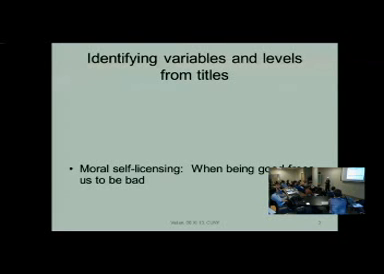Okay, moral self-licensing. So all the ones we've had so far have told us more or less what the independent and dependent variables are in the title. Moral self-licensing, when being good frees us to be bad. It's a great title, right?